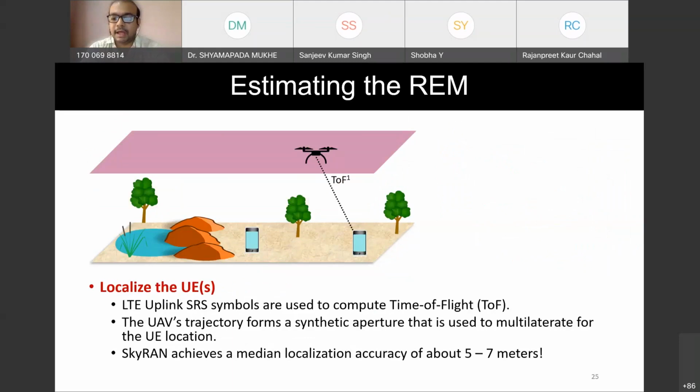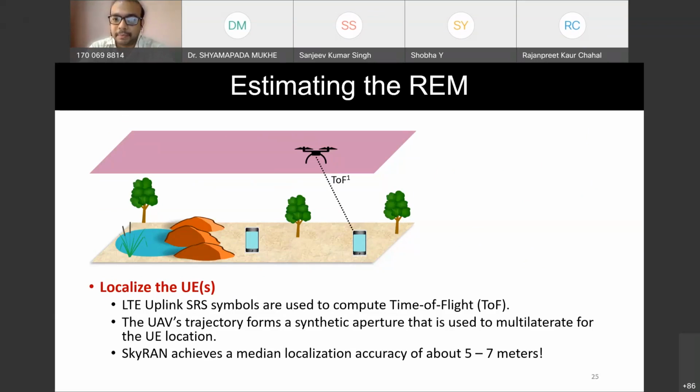And then also note that we don't have any idea about where these victims are located, or the phones. The phones are basically carried by the victims on the ground. So we have to first localize those phones. What we do is, in case of Wi-Fi also it is possible, or even LTE, from the SRS symbols, the time of flight can be calculated.